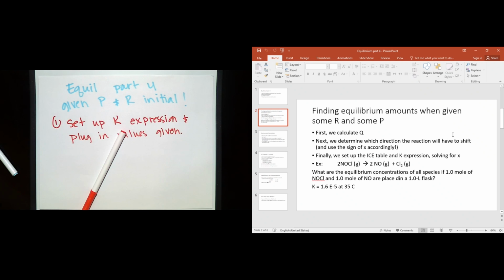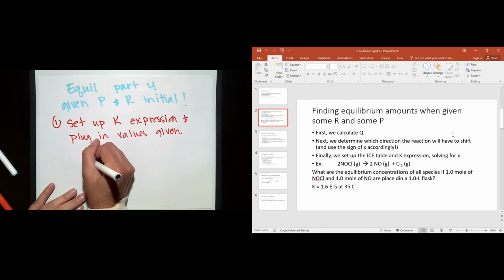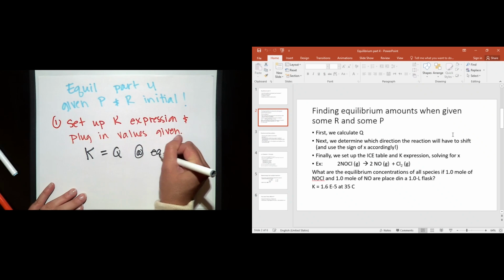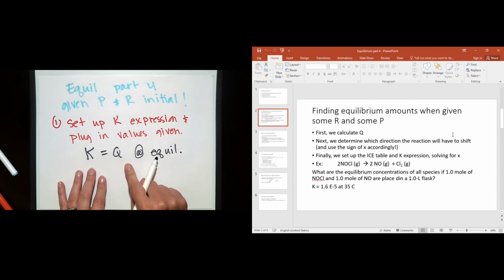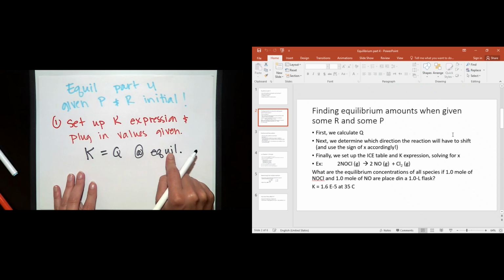We're going to find Q, which is what you get when you plug in the numbers to a K expression, and you're going to get a value. And here's the trick, a little bit of a trick one of my students taught me. It has to be in alphabetical order though. So if K equals Q, we're at equilibrium. Okay, that one we should be familiar with. If you plug in the numbers and you get the numerical value of K, done, you're at equilibrium.